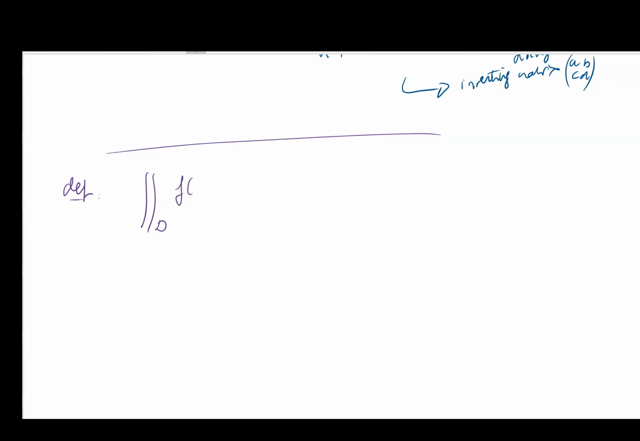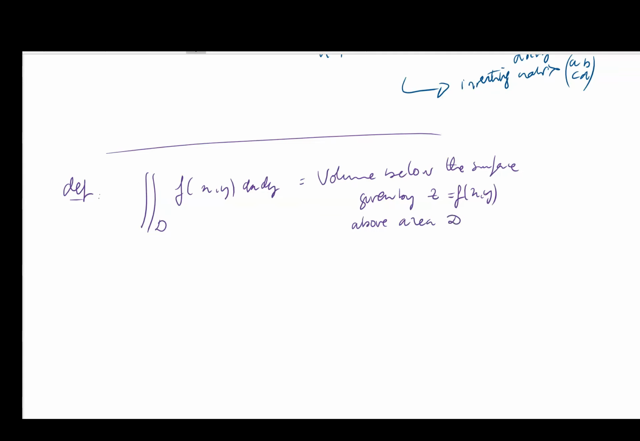What does it mean to compute this thing when you're in 2 dimensions? That's going to give you the volume below the surface. And you make it a signed volume if ever the function takes some negative value, below the surface given by z equals f of x, y, and above the area D of the xy plane.